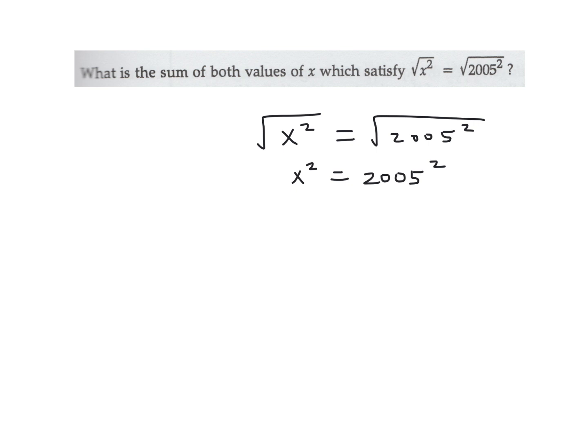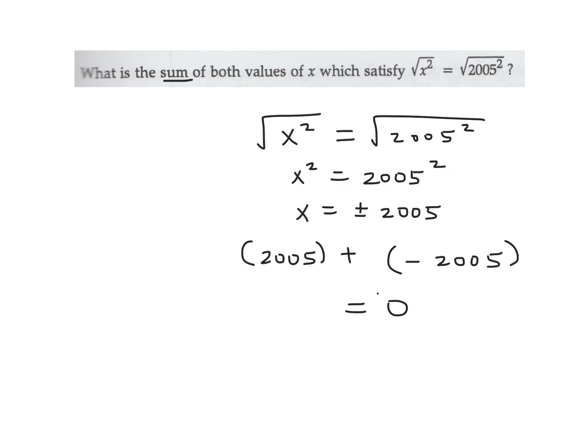And then if you take the square root, we'll have x is equal to plus or minus 2005. So the first root is 2005, and the second root is minus 2005. And they want the sum of these, so if you add this plus this, obviously the sum is 0.